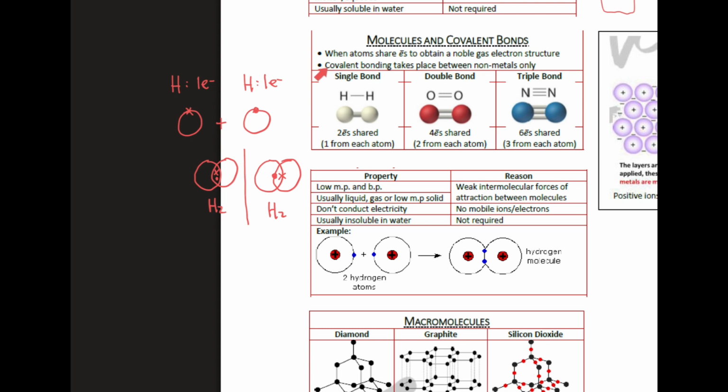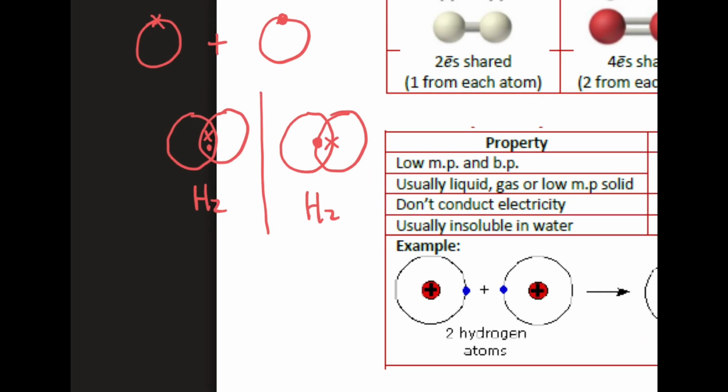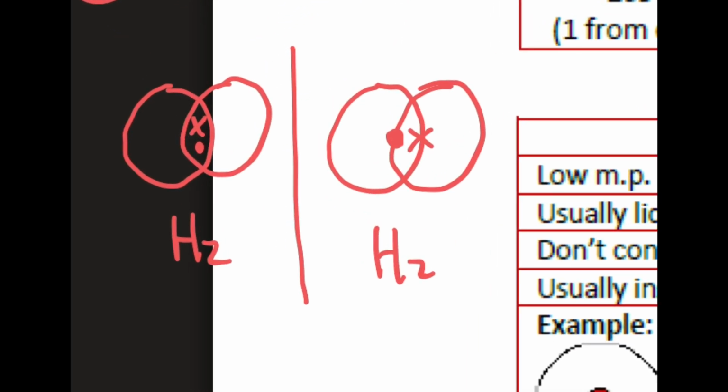Now, covalent bonding takes place between non-metals only. When they share electrons, they form covalent bonds. What kind of bond is a covalent bond? Try to imagine. Let's say this is hydrogen. The nucleus is here. The nucleus is positively charged, because of the protons.